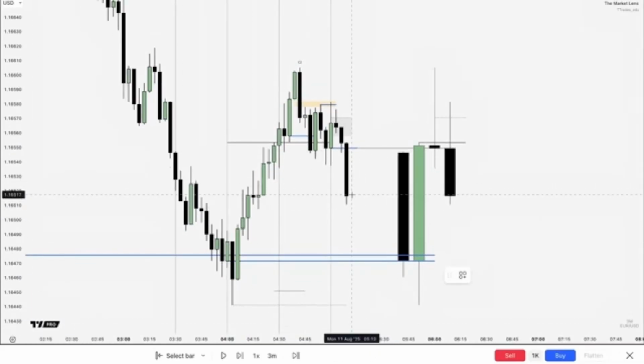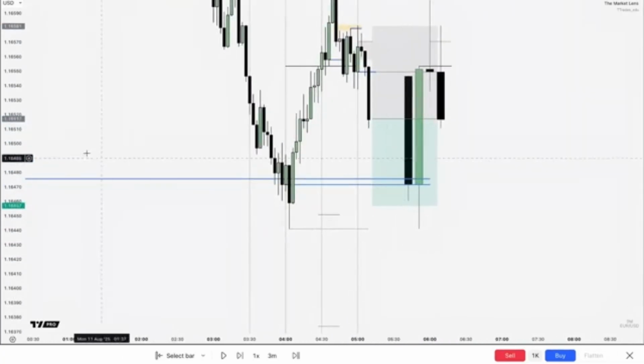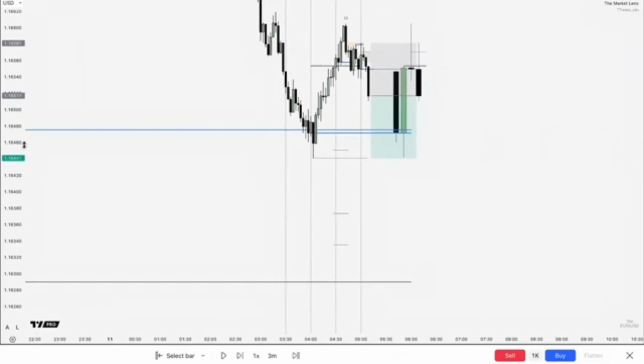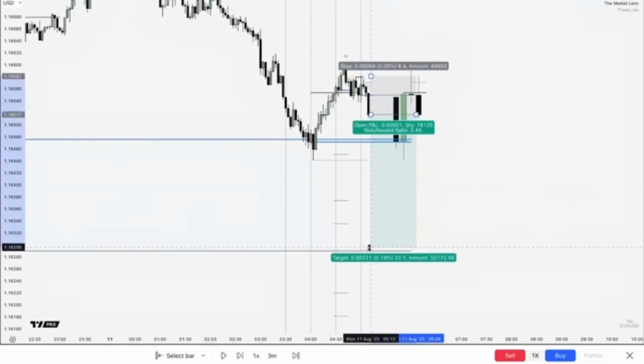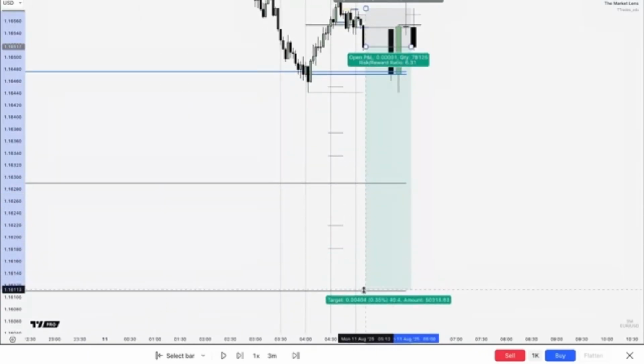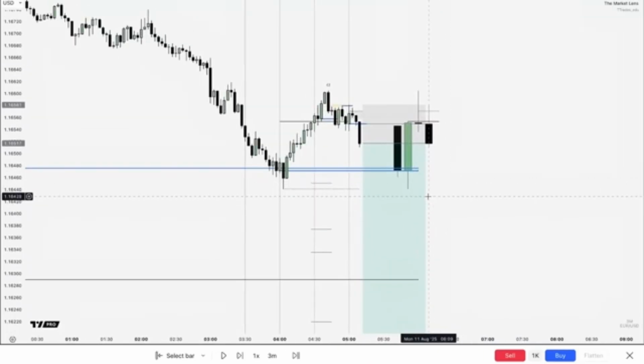Now, I could enter here, put my stop on this high as that is protected, but where would I want to target? I can't really get 2R to this current low, but that's fine because I'm looking to target those higher time frame objectives. The previous day's low there. Right? Now let's see how this would work out. We're just going to remove this so it is clean.